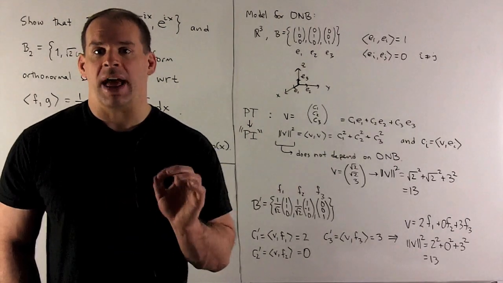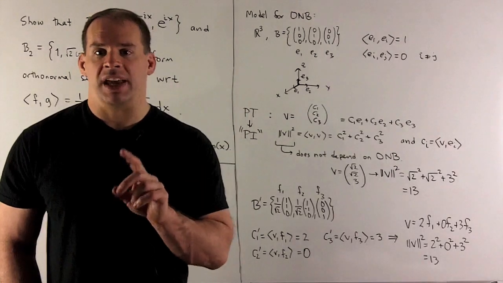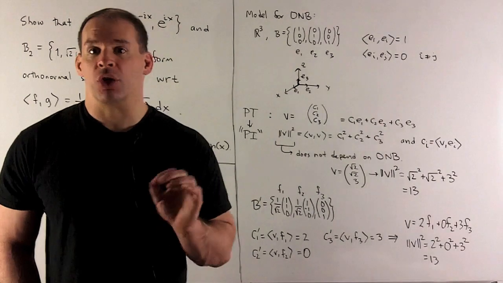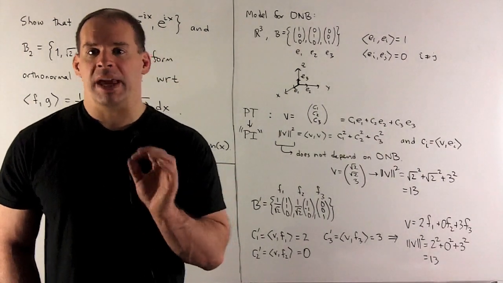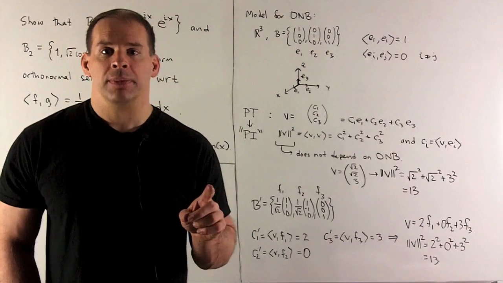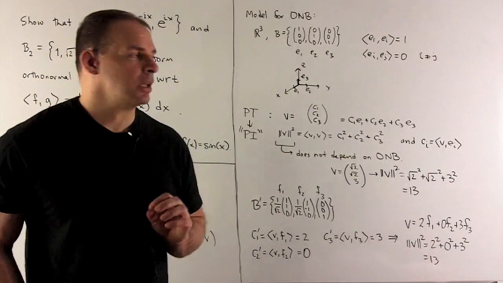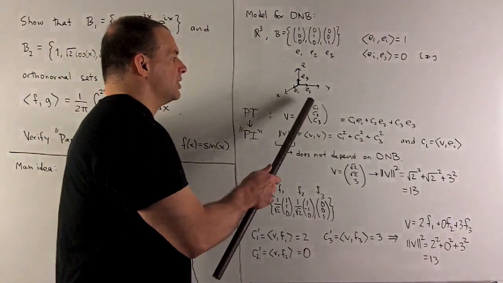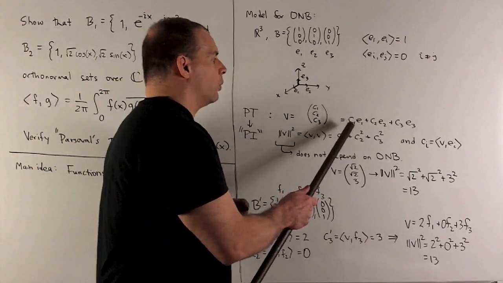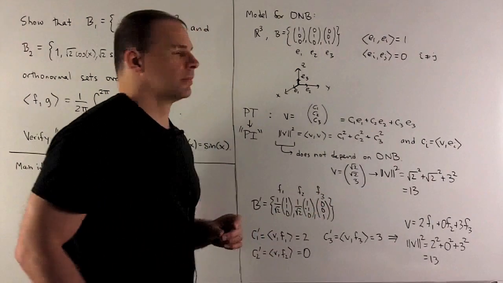Then we have normalized. That just means each vector has length equal to 1. So if I take the inner product of Ei with itself, I get a 1. These vectors are all unit vectors. And then basis. Basis just means that if I take any vector in R3, I can write it as a linear combination of E1, E2, and E3. If I have v equals (c1, c2, c3), we just write it as the sum c1 E1 plus c2 E2 plus c3 E3.